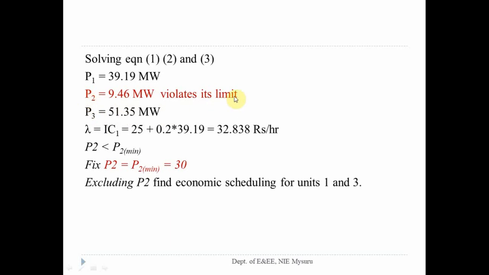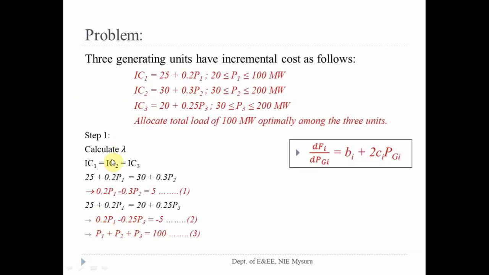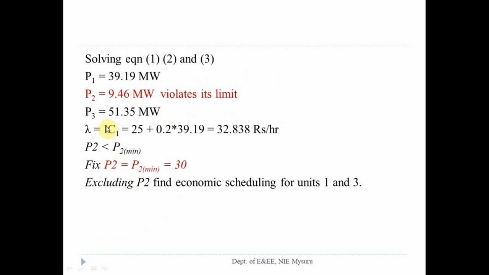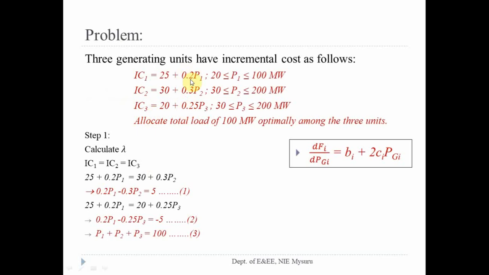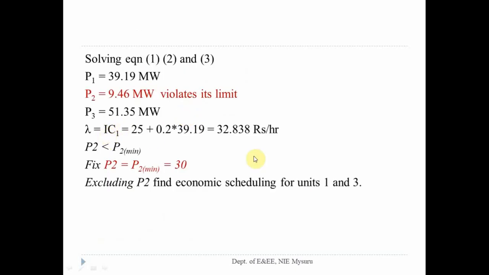So it is only P2 which is violating its limit here. And from this calculation, whatever lambda value we have got, lambda value is nothing but the incremental cost. So if you substitute these values in any of these expressions, whatever incremental cost value we get, that is the lambda value. Now this particular calculation is not needed, but I have written this expression for more clarity, because this expression is nowhere used anywhere.